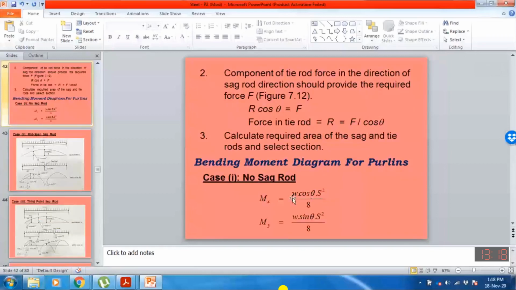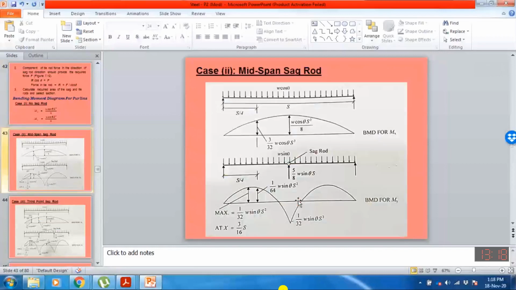So what is omega cos theta? Cos theta gives the component of load along the y-axis, which is the component of the superimposed or total load producing the moment about x-axis. We can consider this as the moment diagram about x-axis. So the maximum moment about x-axis will be omega cos theta into s square by 8. And this is the bending moment diagram about y-axis if we are using one sag rod.